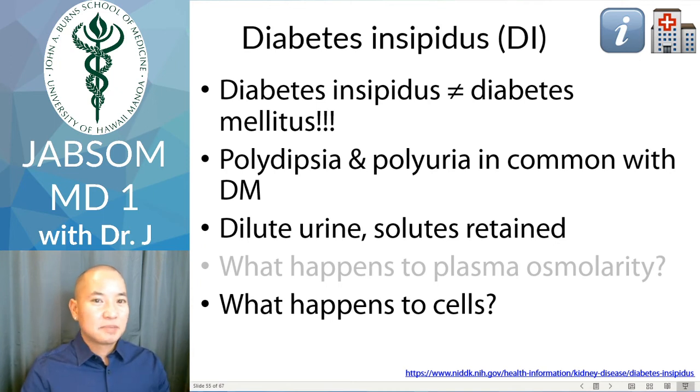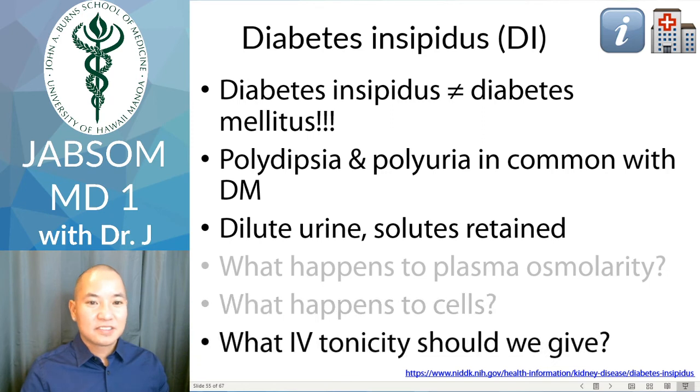So in diabetes insipidus, what type of IV should you use? Should you use a hypertonic or hypotonic? Well, what's happening here? Your plasma is getting more concentrated with solutes. It's losing water, and this is causing your cells to lose water because the increased osmolarity of the plasma is drawing water out of the cells. And that plasma is going to lose water due to the dilute urine being excreted. So you want to reintroduce water, but here's the catch. Do you want to use an isotonic versus hypotonic solution?